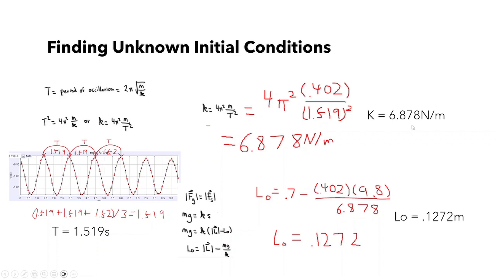We also had to know the initial length of the spring before it was stretched. To find that, we set the magnitude of the force of gravity equal to the magnitude of the force of the spring because there's no other forces acting on our system. We replace those with their individual formulas, and we're able to get a formula to solve for the initial length, and we find it to be 0.1272 meters.